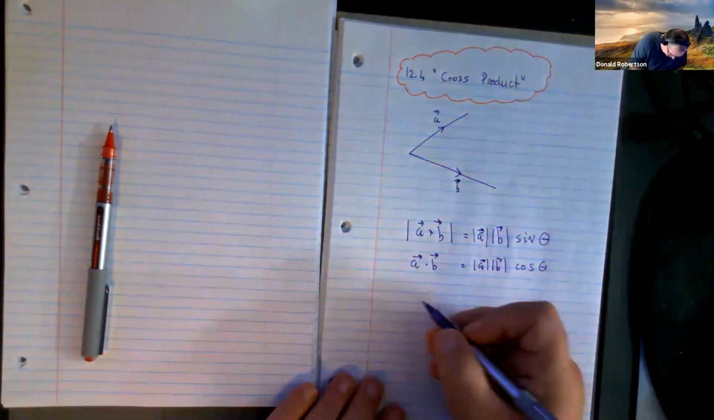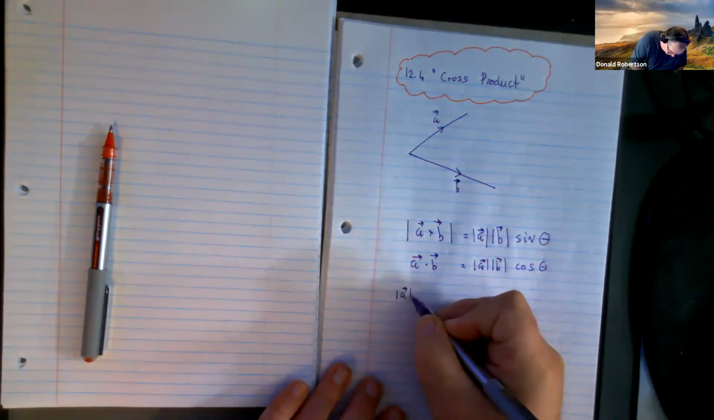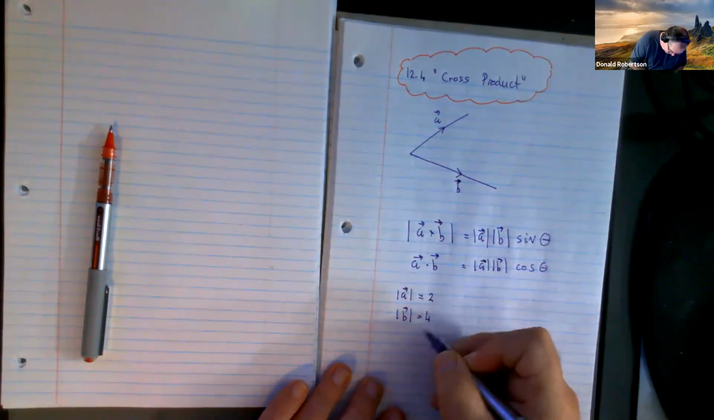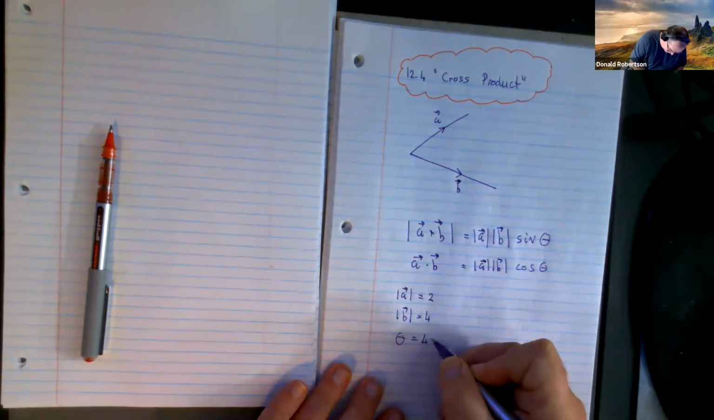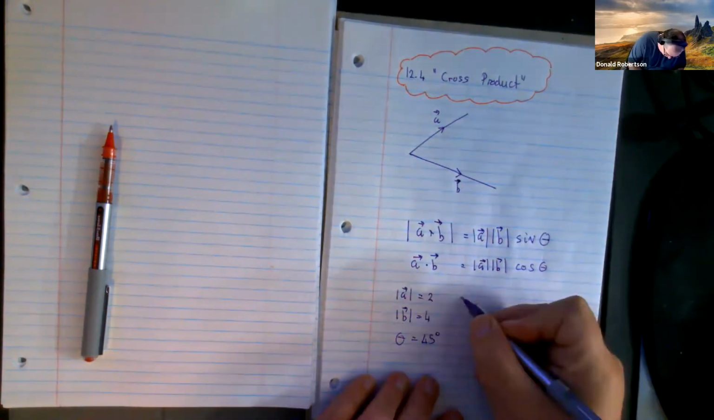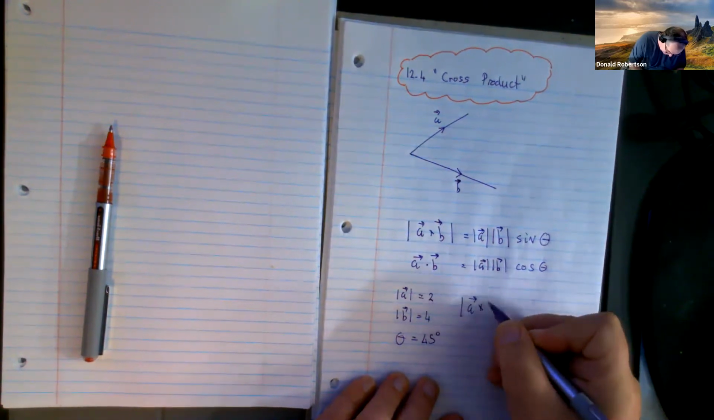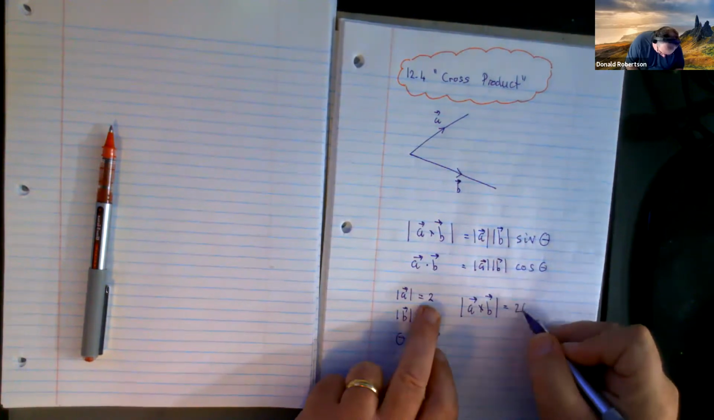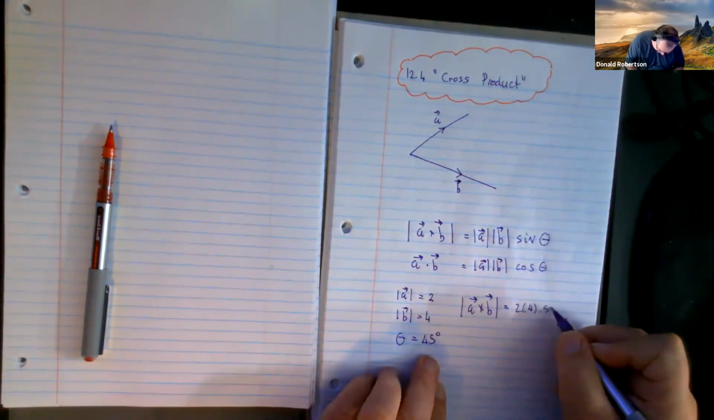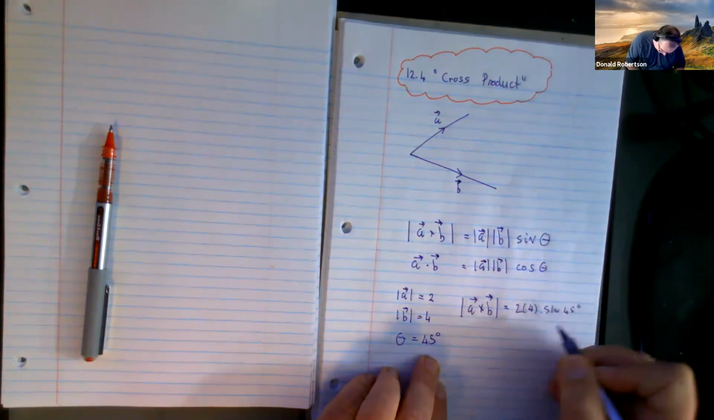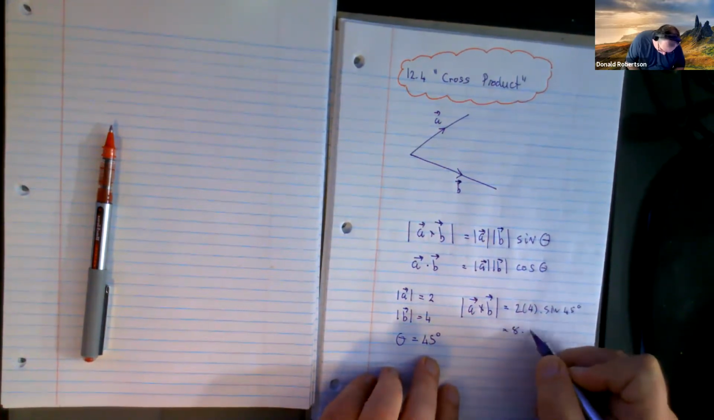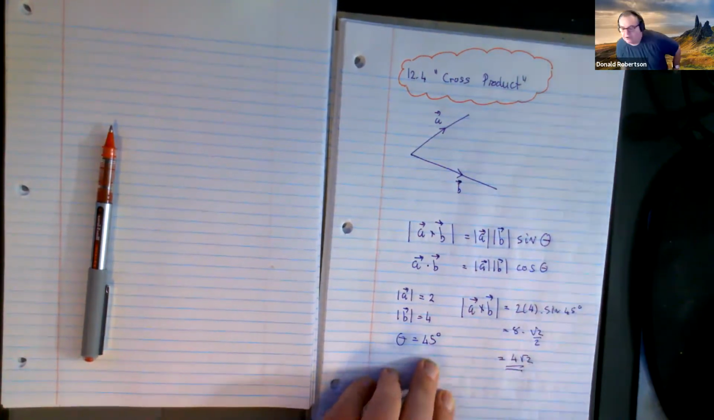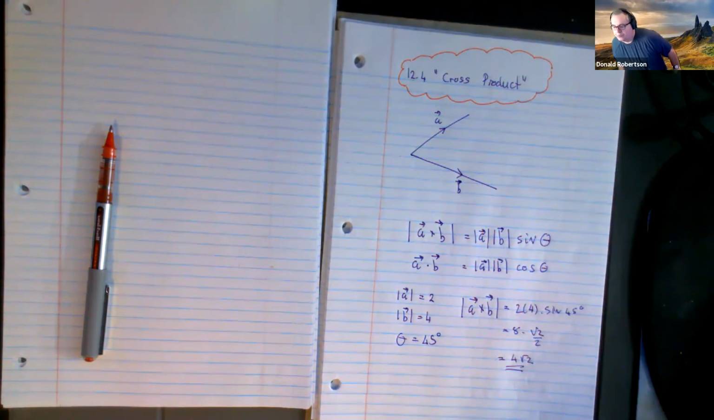So imagine I gave you a question where I told you the magnitude of this was 2, and the magnitude of this vector was 4, and angle theta was, say, 45 degrees. And the question would simply just be, find the magnitude of its cross product. You would say 2 times 4 times the sine of 45 degrees. And that would become 8 times root 2 over 2. And that would be 4 root 2, because we always want exact values, right? We don't want 1.2345.